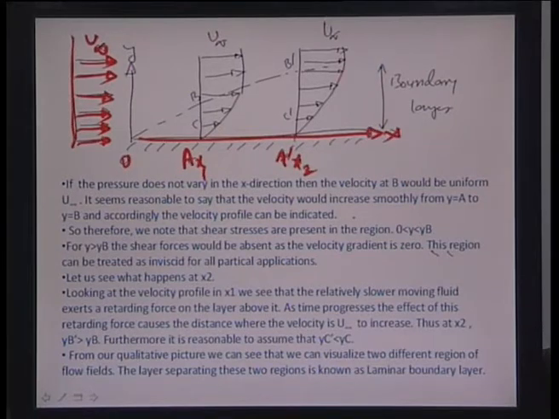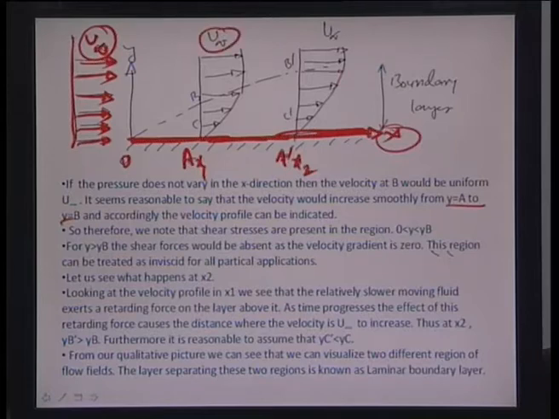so it seems reasonable to say that the velocity would increase smoothly from y equal to A to y equal to B. So you have a case here where there is no gradient of pressure in the x direction; the pressure is pretty much constant. You assume u infinity to be constant at the start, when it has approached the plate. Then you consider that there is almost always a zone of no slip in the layer close to the plate, which goes all the way up to u infinity beyond a certain y.